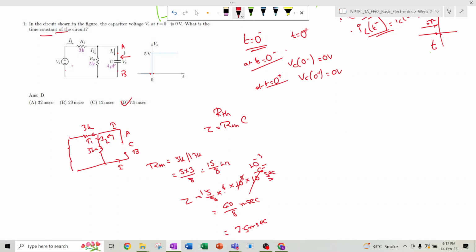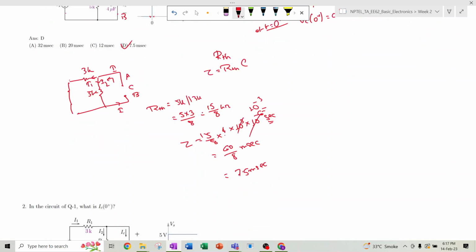Remember one thing, that this time constant will be the same at any point of time in the circuit, because the circuit topology is the same. Here the voltage source is not deactivated, it is always activated at any point of time. So this time constant of this circuit is applicable for any point of time. So this is 7.5 millisecond.